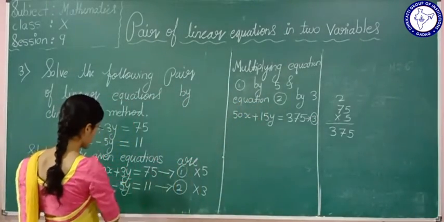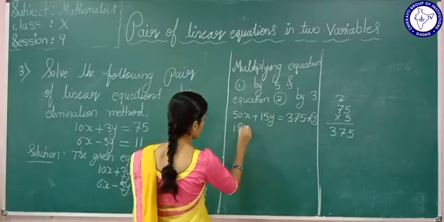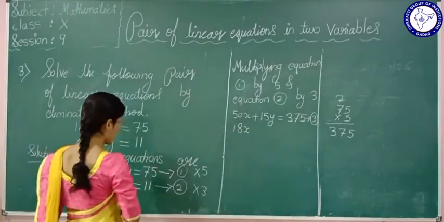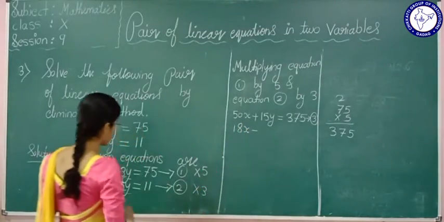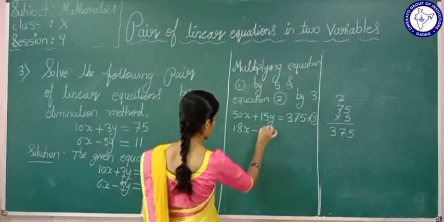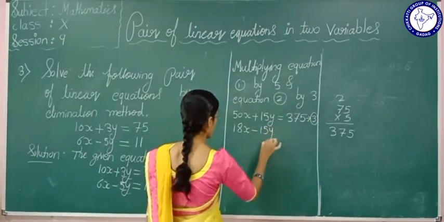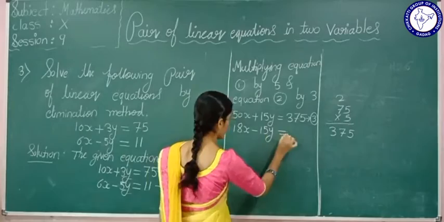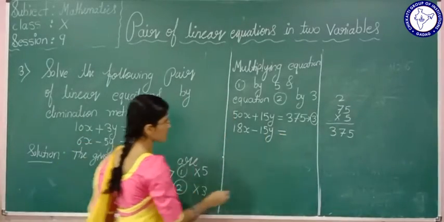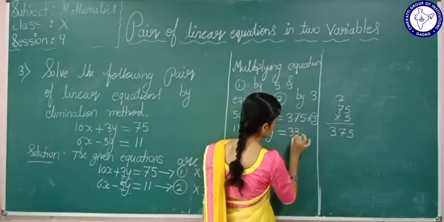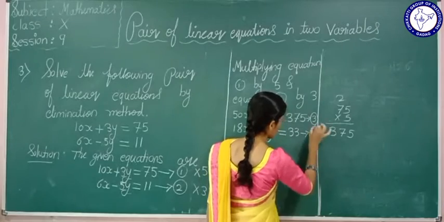6 3s are 18x minus 5 3s are 15y is equal to 11 3s are 33. This is equation number 4.